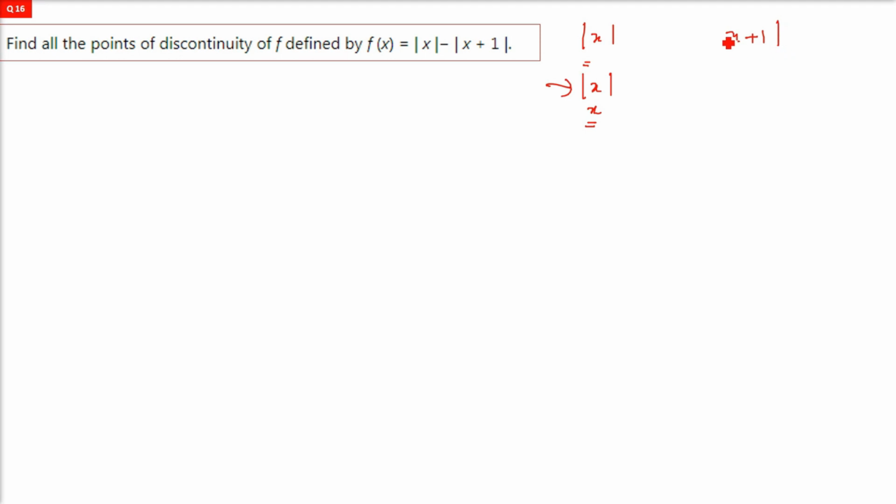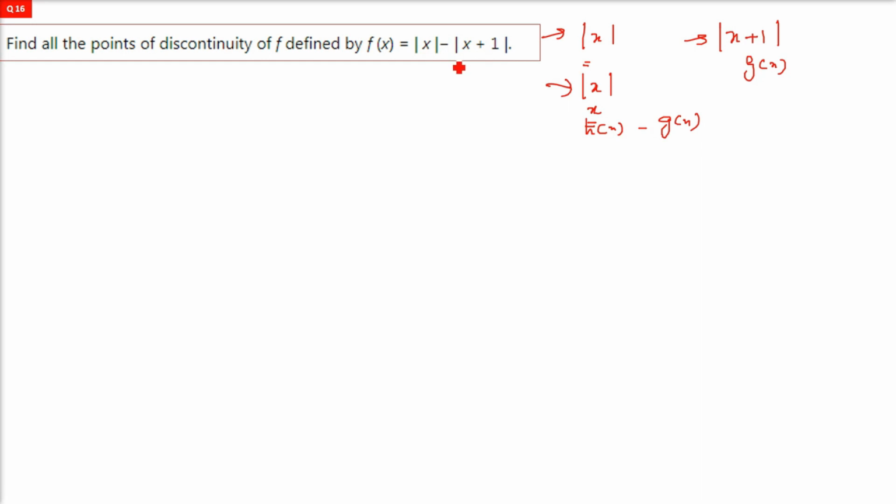Similarly, x + 1 is a polynomial, and when it is inside a modulus it is another function, right? So you can call |x| as h(x), and |x + 1| as g(x). So basically you are doing h(x) − g(x), two functions subtracted. We have to find all the discontinuity points, if at all they exist, in this f(x), which is a combination of multiple functions, as I just indicated.